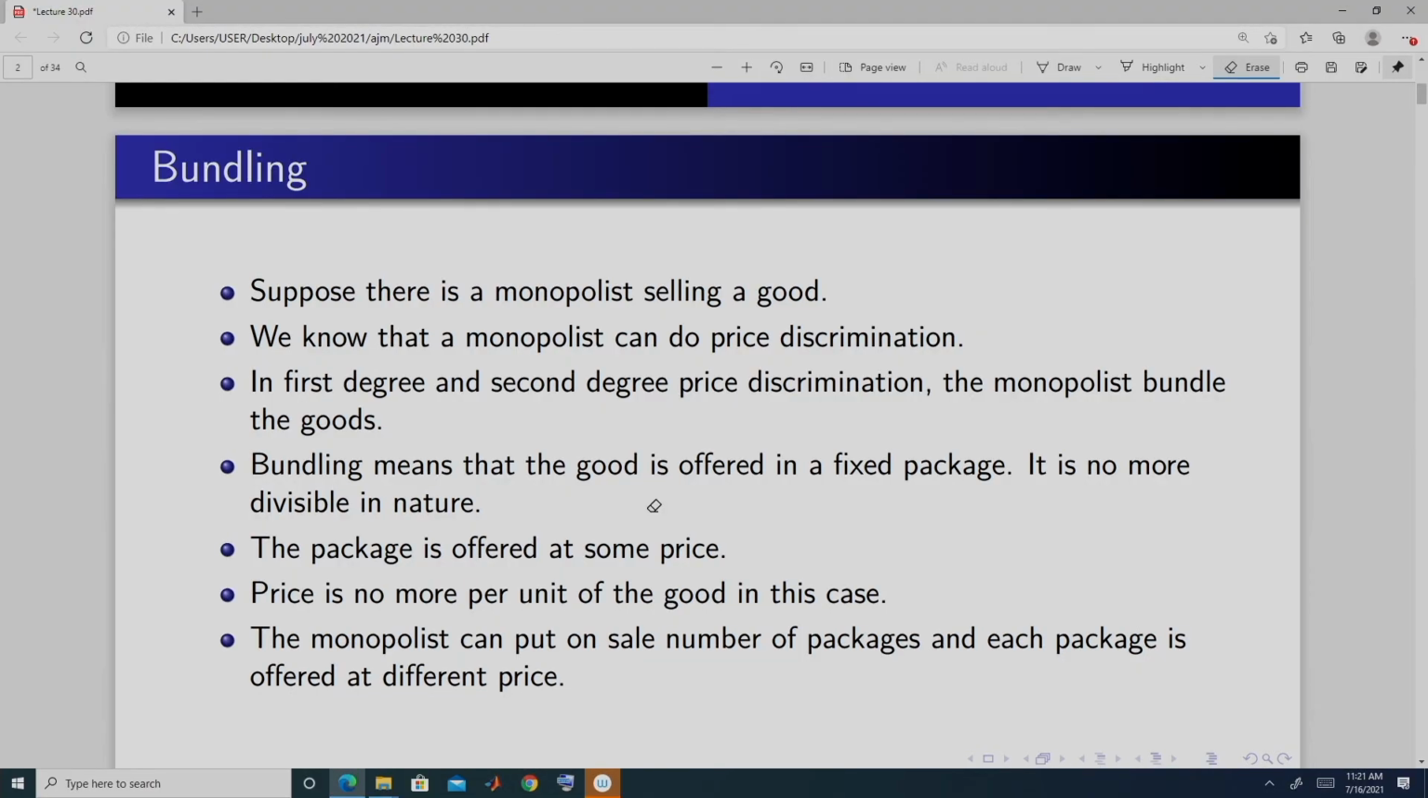Bundling, one form of bundling we have already done. We have done the monopoly, and in the monopoly we have seen that the monopolist can do price discrimination. And what do we mean by price discrimination? That means that they charge different prices to different quantities, and that is first degree price discrimination, or they can charge different prices in different markets if the consumers cannot move around from market 1 to market 2, or they will package it in a different way. Packaging, and that is bundling.